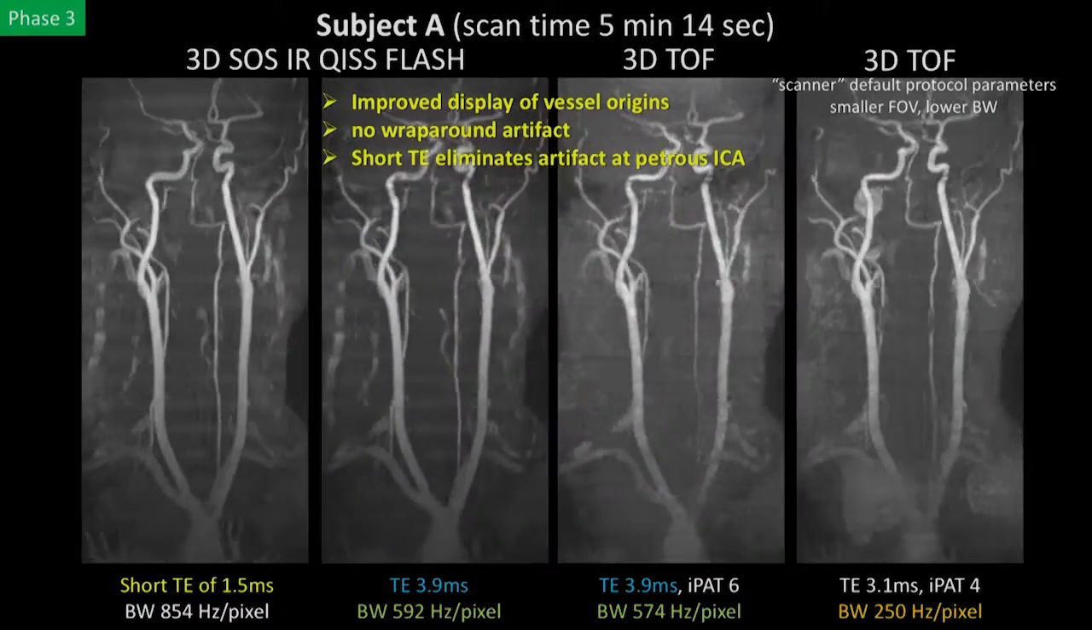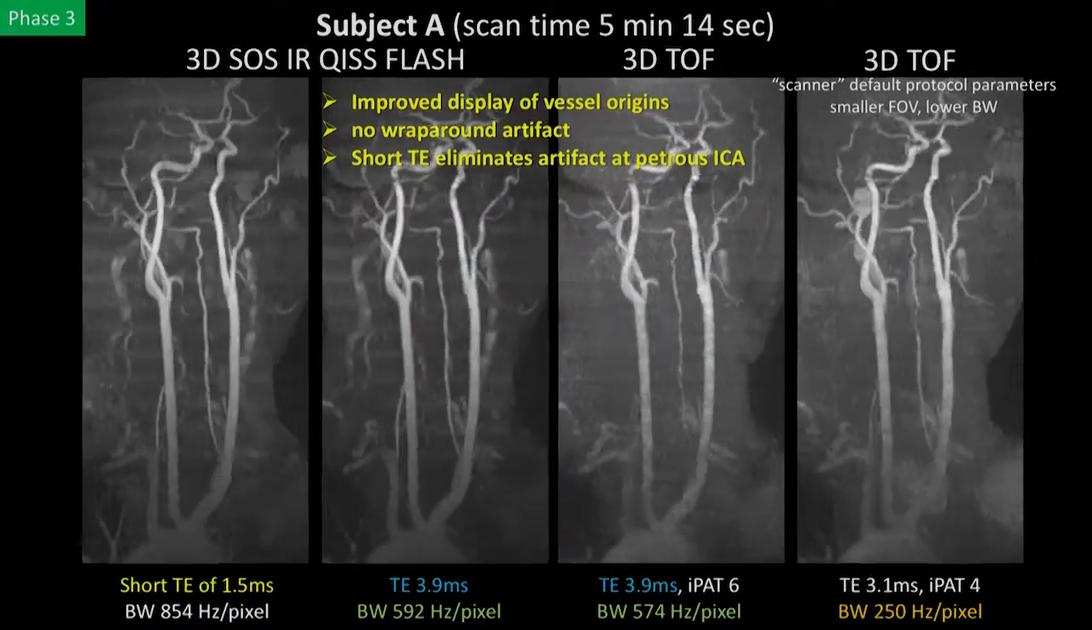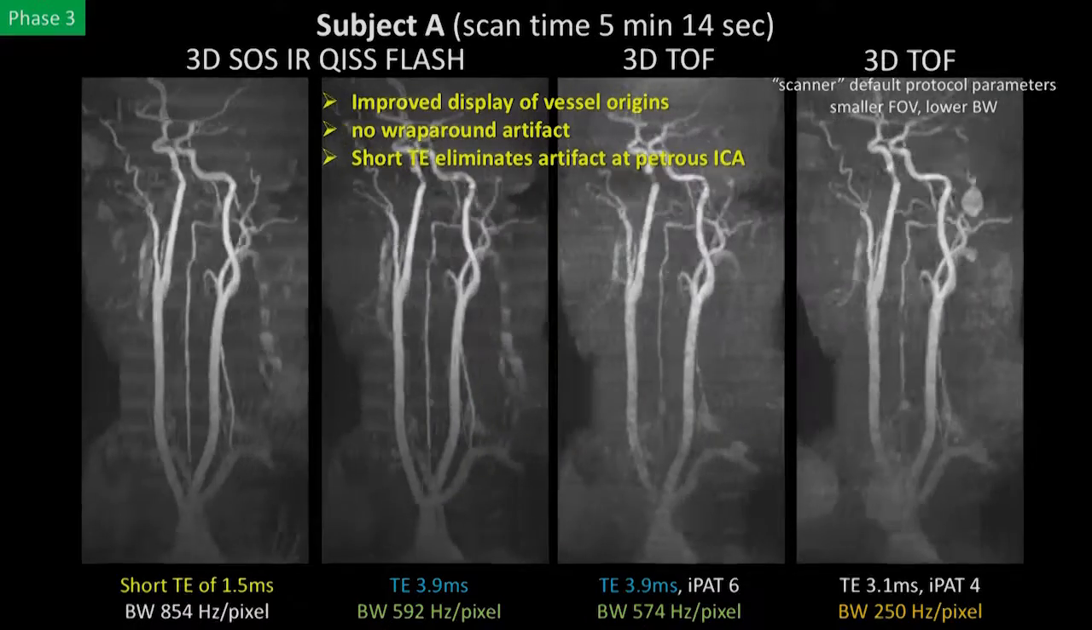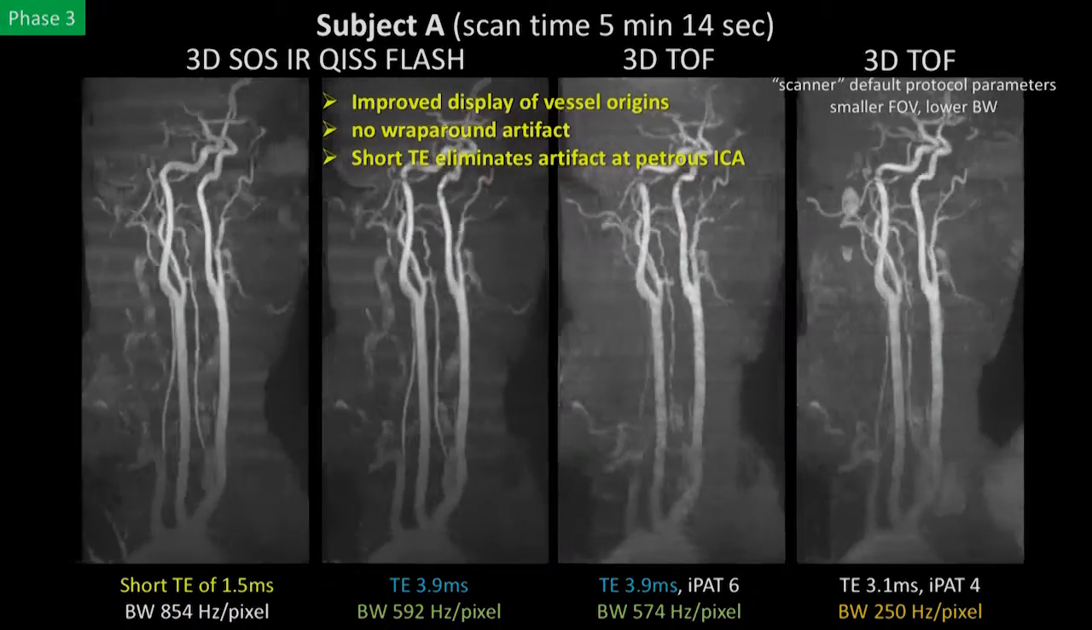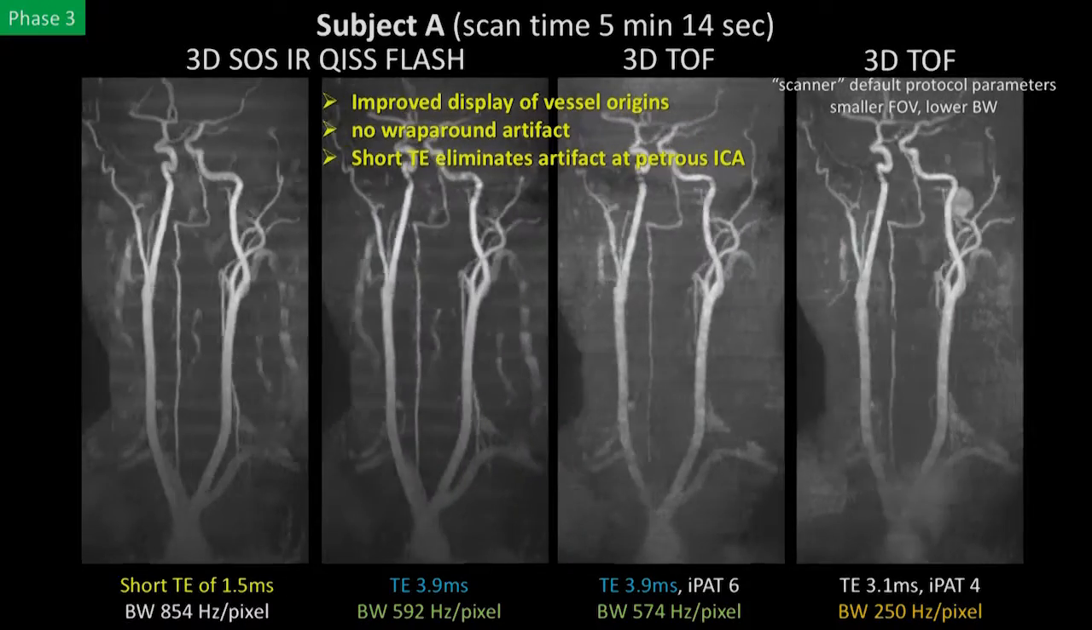Also, we found that the use of a short echo time eliminated any artifact at the petrous internal carotid artery here due to magnetic susceptibility and local off-resonance in that location, where we saw it with the longer echo time on the stack of stars acquisition as well as in the time of flight scans.